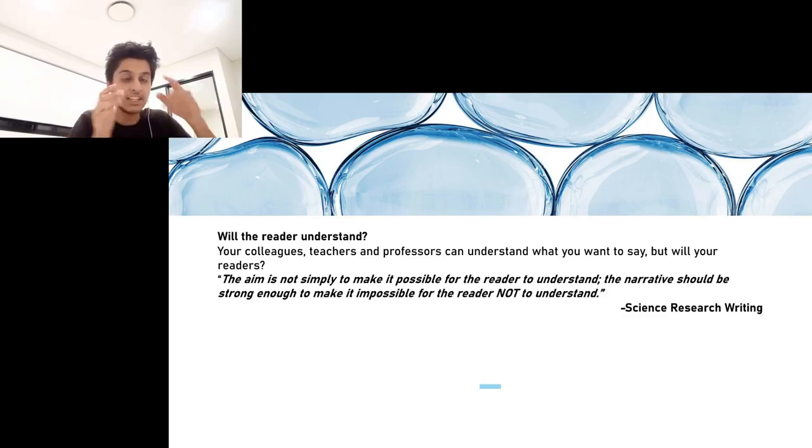If they read it, they should get it the first time. If they read it a second time, their understanding should be further rooted. That's how you want to make it. And this is a quote from a book called Science Research Writing, a book I'd recommend checking out if you're struggling. It helps a lot and also forms the basis of today's presentation.